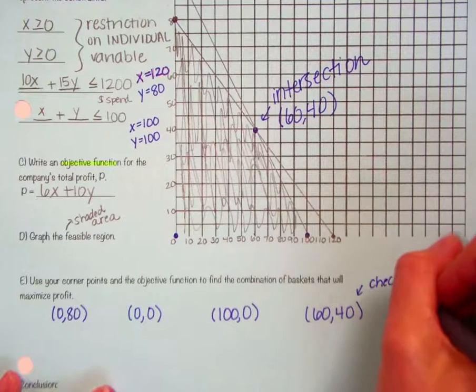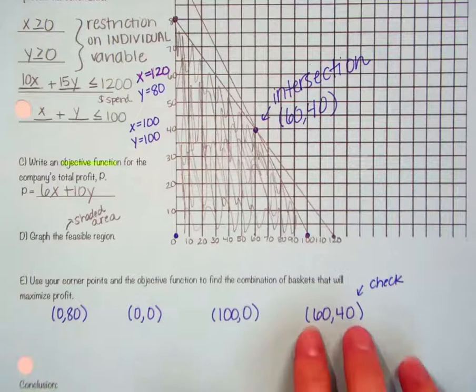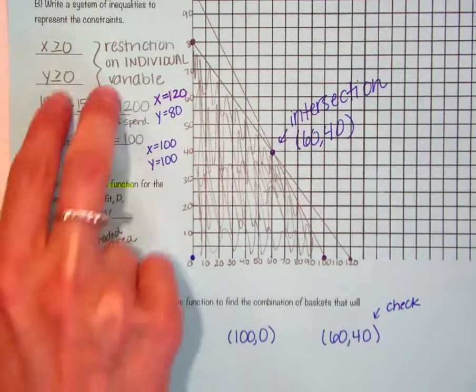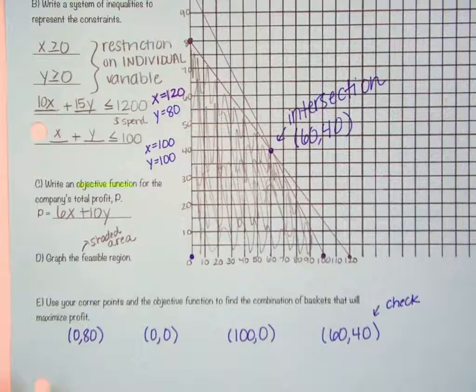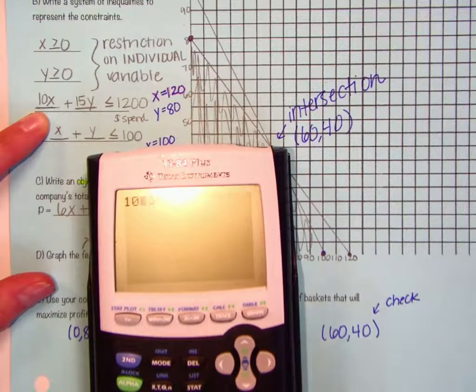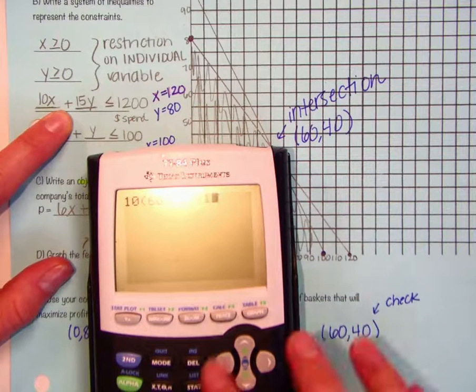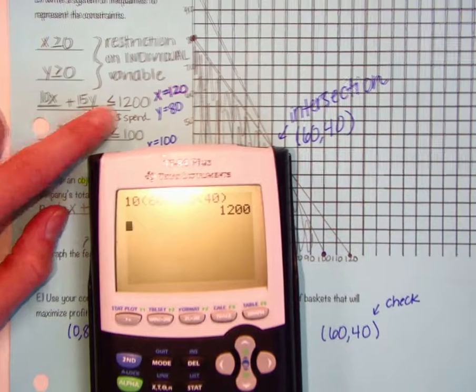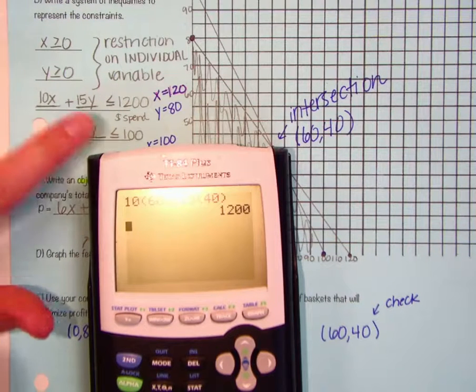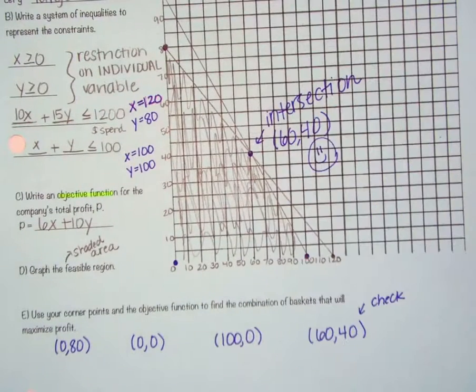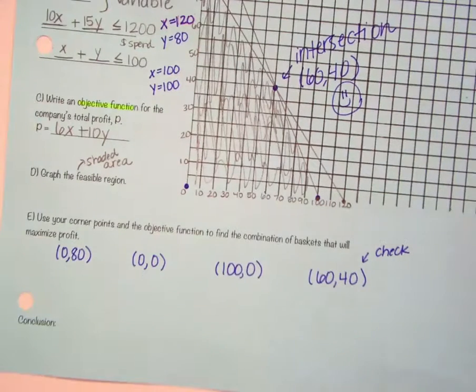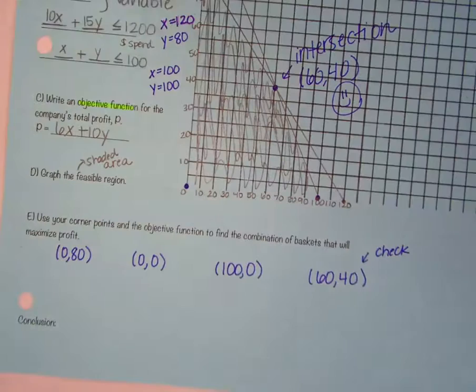What I mean by check is plug this x and y value into your constraints and make sure that it's true. So is 10 times 60 plus 15 times 40 equal to 1200? Yes. Is 60 plus 40 100? Yes. So we know that that point is correct. Let me say one more thing and then I'll answer your question.